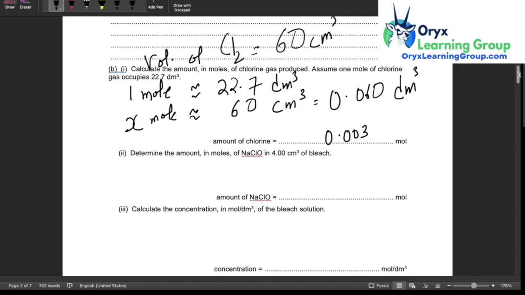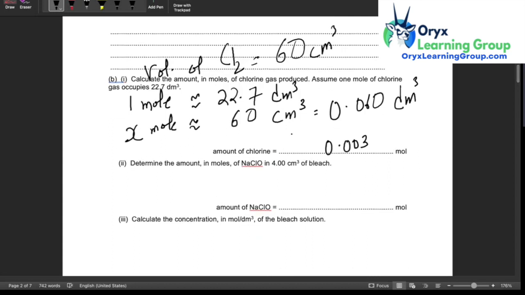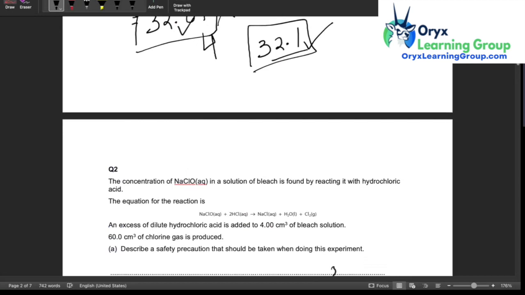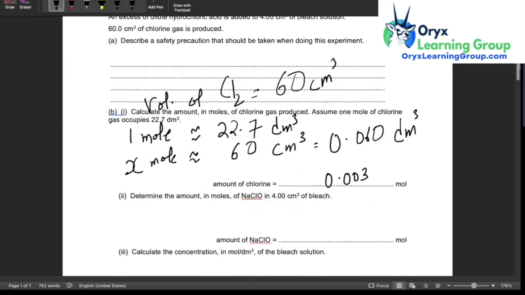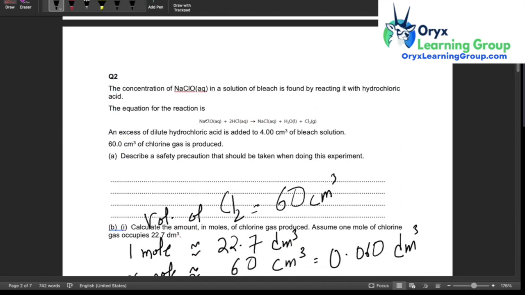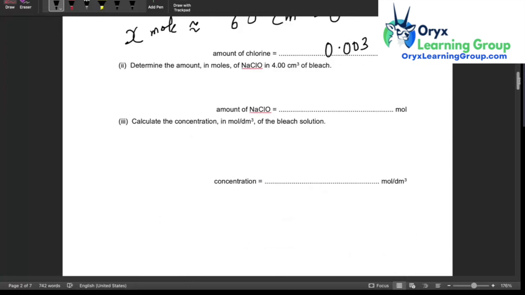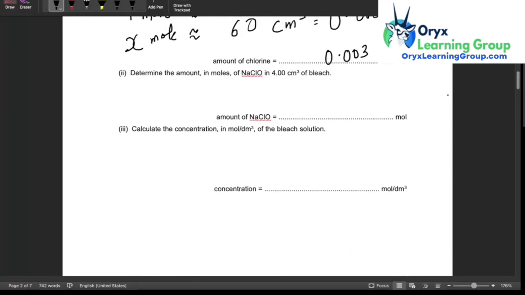So there is an easier way to do this. It says determine the amount in moles of NaClO in 4 cm cube of bleach. You can see in the reaction, the mole ratio of NaClO and Cl2 is 1:1, right? Do you agree with me? So the number of moles will also be the same, so the answer for the second part will also be 0.003. Do you understand this or no?